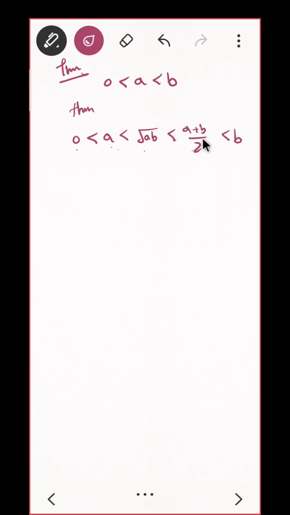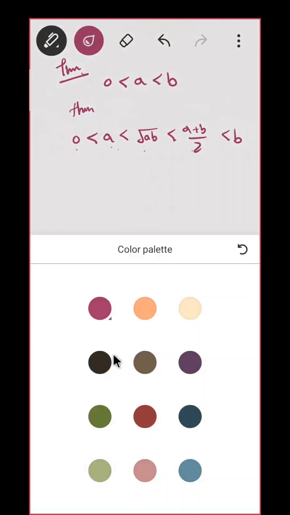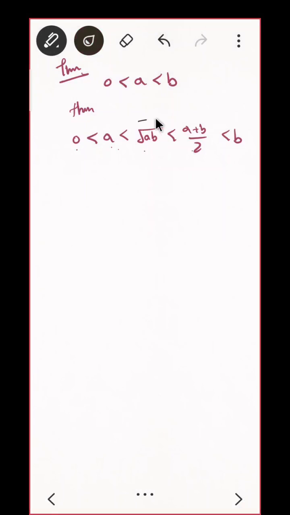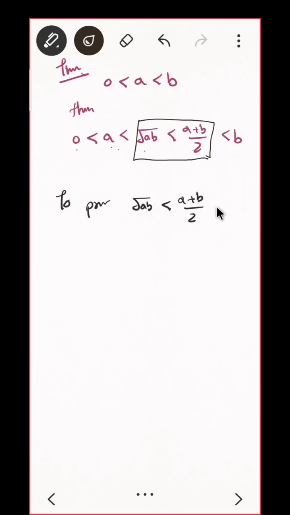First, can you prove this part? That is what you have to prove. You have to prove geometric mean is less than arithmetic mean. Most important, mostly we'll be using this thing. Let us prove root of ab is less than or equal to (a plus b) by 2. Can you think of it, somebody? I'll just give you 1 minute. Just try to think how to prove it.